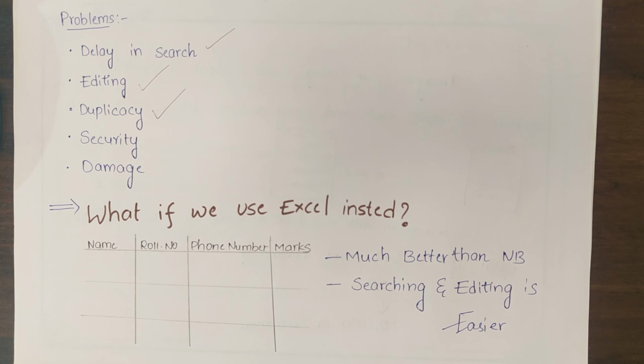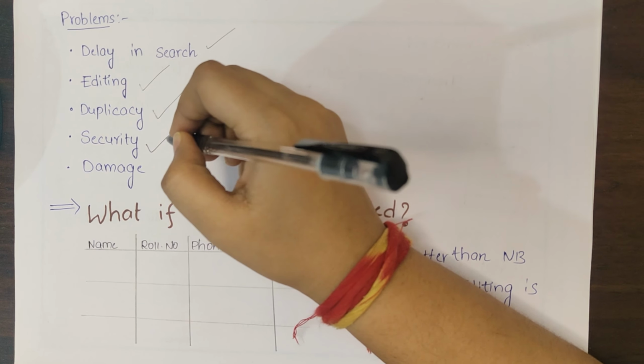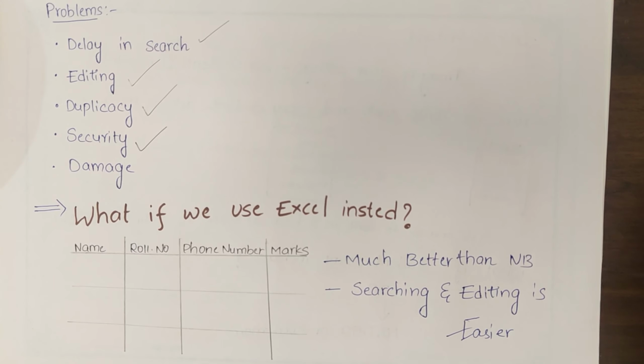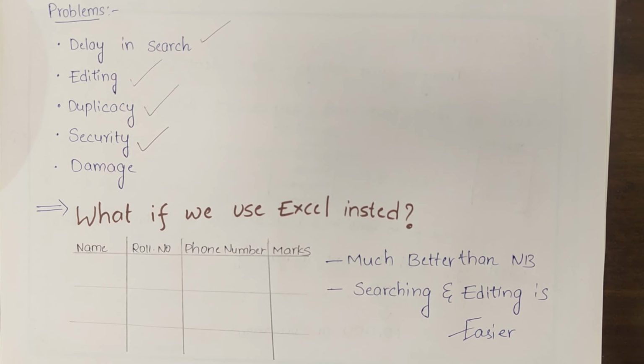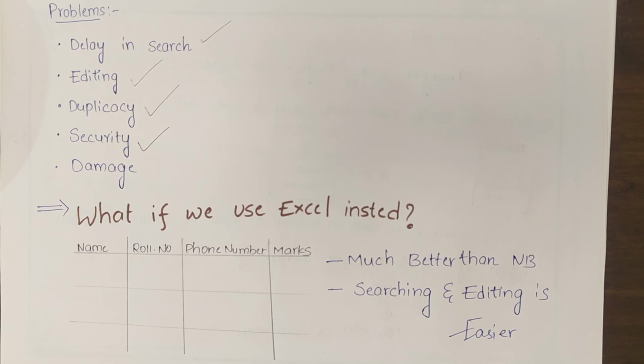Which one should be considered correct? The first one or the second one? Security: anyone can open this notebook. Even we can go and open that notebook. We don't have any security in that, right? So we do have a security problem. And damage: what if water fell onto the notebook or the paper got torn? We don't have that record anymore, right? We don't have any backup or recovery to get the data back. So everything is gone. These are the main problems that we generally face using notebooks.